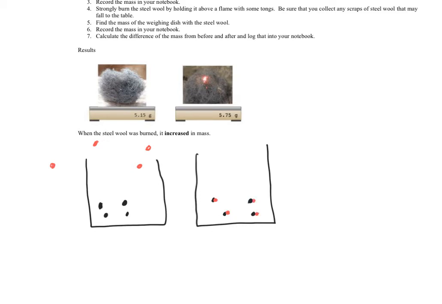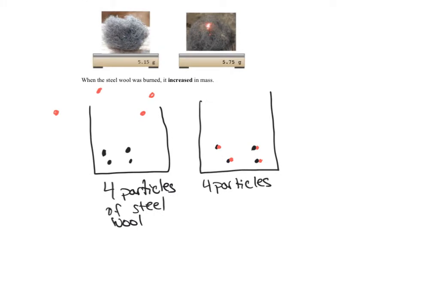Now, sitting on top of the balance inside the beaker, we have 4 total particles of steel wool. Over here we have 4 particles of steel wool and oxygen. And that's how we can explain that the mass has increased.